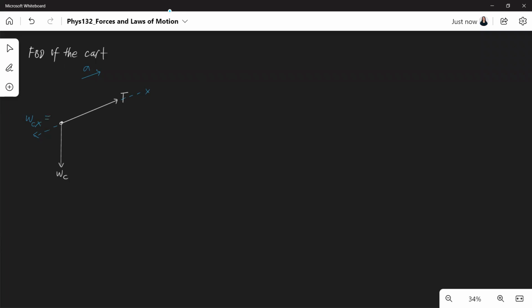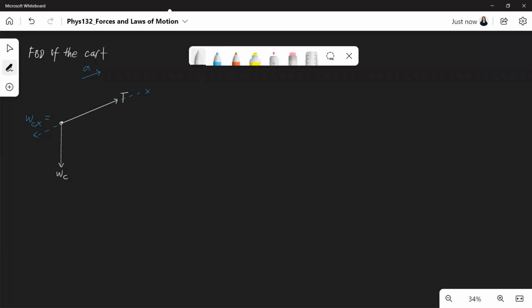The x component of the weight of the cart in terms of the angle theta. By the way, the angle theta is here. It's 15 degrees. It's W of the cart, weight of the cart times sine of the angle, so sine of 15 degrees.